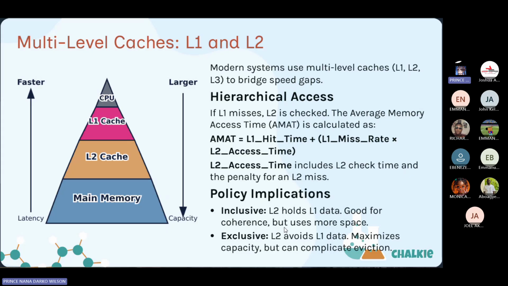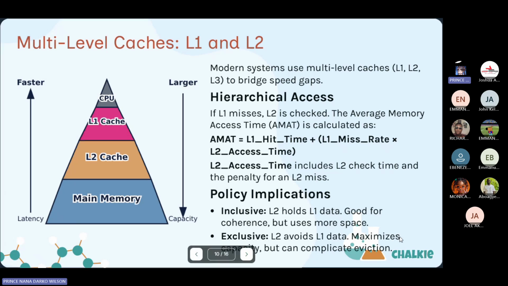So in the inclusive policy, if level 2 holds level 1 data, what this means is that there will be less space in level 2. However, it will still allow you to easily get data that you need. At least for most of the data you need, you won't have to go to RAM. So that's what inclusive and exclusive mean, and that's where they differ.